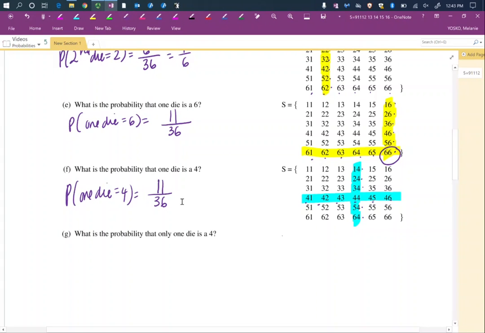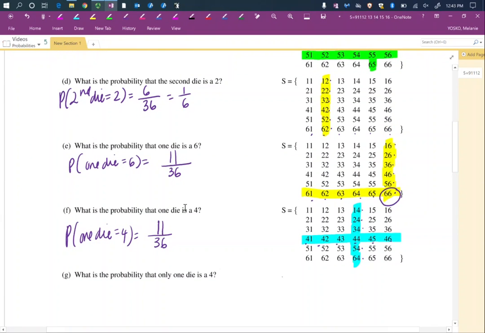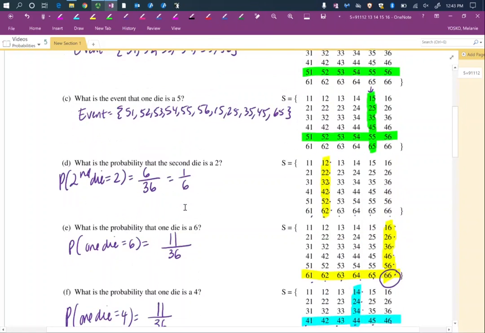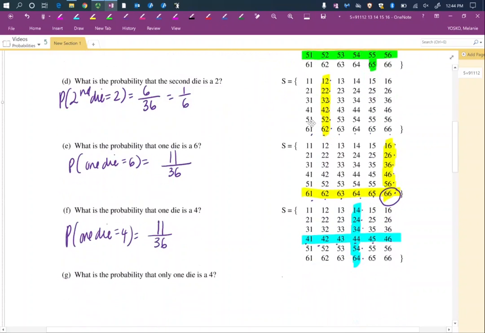So if you look at those, let's actually look at part E and part F. One die is a 6, one die is a 4. The probabilities are the same. Will that always be true? Go back to when we first asked about events. What is the event that one die is a 5? How many outcomes did we list here? 1, 2, 3, 4, 5, 6, 7, 8, 9, 10, 11. Is it 11 every time? I think so. Let's check.